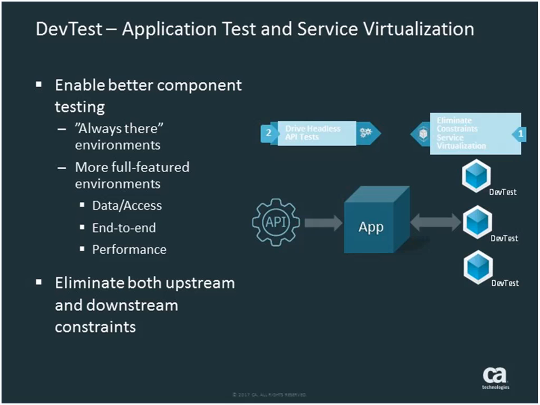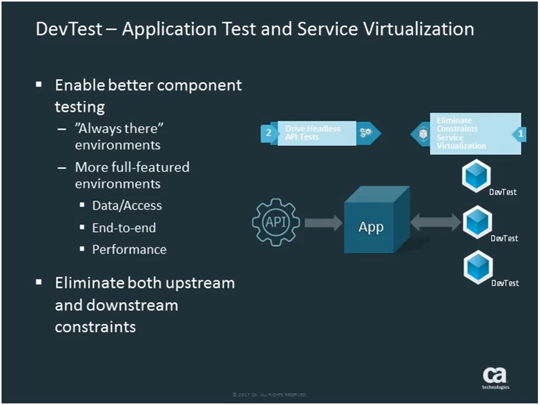And you could do your end-to-end scenario testing or your performance testing, all of these kinds of testing, by using a combination of application test and service virtualization. This way you're eliminating your upstream and downstream constraints. Upstream constraints may be where your application is still under development, and if you want to do the testing, you could use application test to drive headless tests. So you can test your API, or you can test your services, before you even have the UI or any other constraints, right? So you can eliminate those.